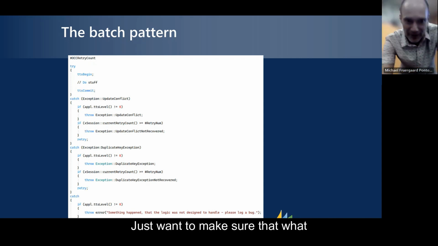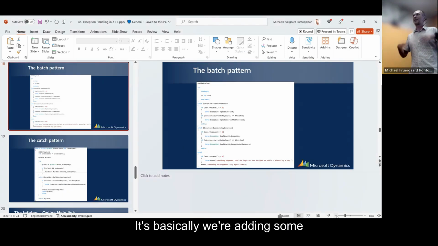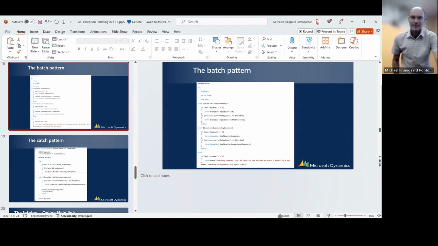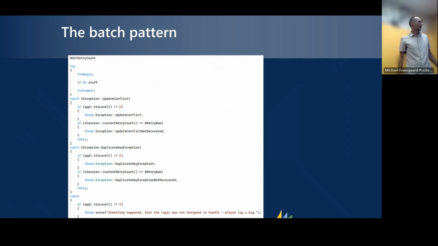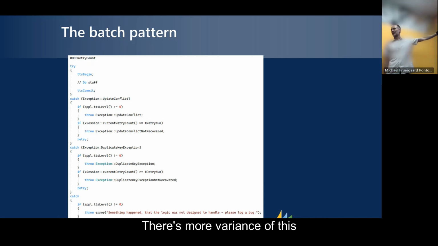Just want to make sure that what we have here at the very end, basically we're missing one line which says something bad happened, try again later. Basically, we're adding some error message here. In the catch here, I'm also having an application.tts level different from 0. But we should never get here because you can only catch these 2 inside a transaction. So you don't need these lines. In many cases, we do not have this. It's not truly necessary, but just to be on the safe side. So this pattern you will see in lots of places. There are small variants about this, but basically this is what it's doing.